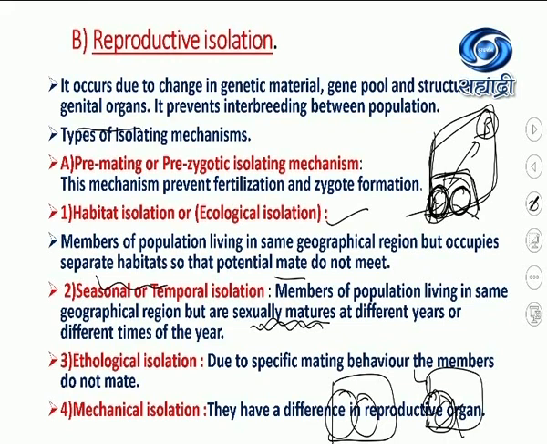So if their reproductive organs are different, they are not able to meet, they are not able to mate, they are not able to interbreed, and thus it is also a pre-zygotic isolating mechanism. So four I have taught you in pre-mating or pre-zygotic isolating mechanism: habitat isolation, seasonal or temporal isolation, ethological isolation, mechanical isolation. Habitat isolation is also called ecological isolation. This part can be asked for MCQ, so prepare it properly.